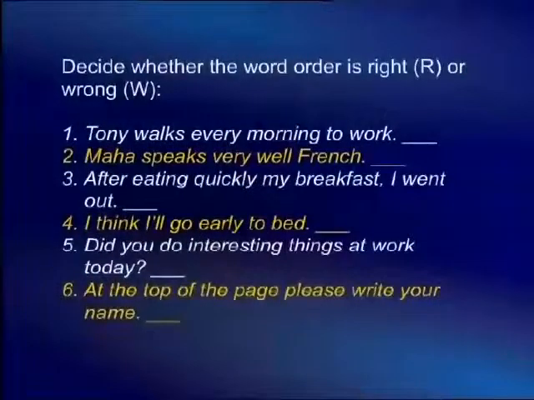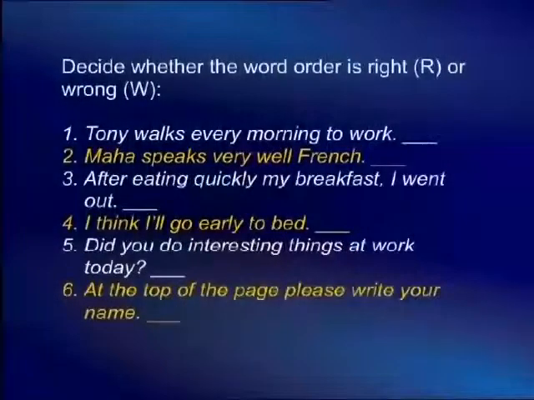Number 3, after eating quickly my breakfast, I went out. Is the word order in that sentence right or wrong? It's wrong. Number 4, I'll go early to bed. Again, same violation. The place has to be mentioned before the time. I think I'll go to bed early. The word order is wrong over there.